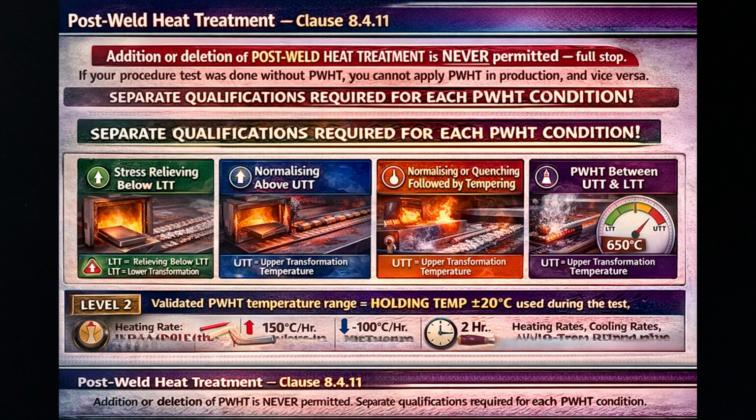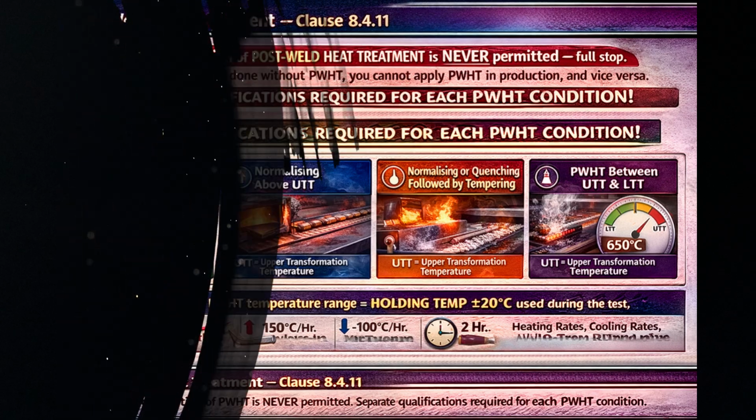At level 2, the validated PWHT temperature range is the holding temperature used during the test, plus or minus 20 degrees Celsius, unless otherwise specified. Heating rates, cooling rates, and holding times are also recorded where required, related to the production product.